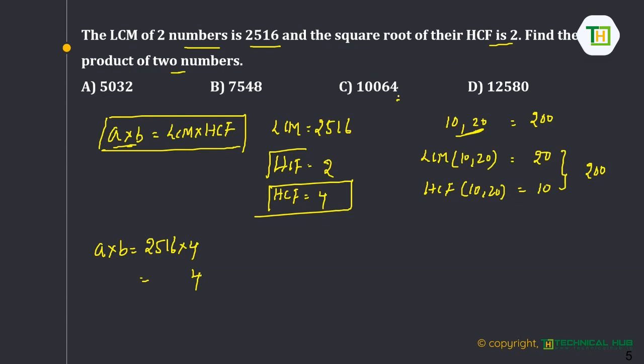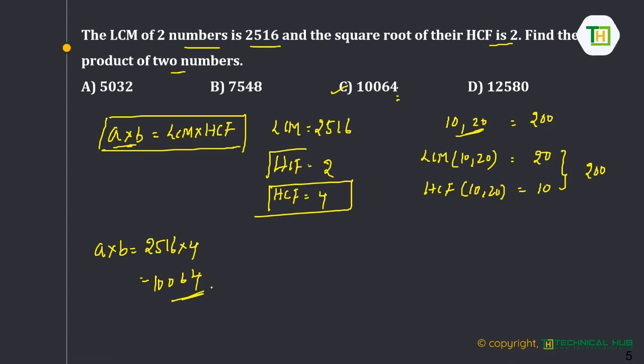Suppose two options were ending with 4, then yes, you would have to calculate 2516 into 4. But here only one option is satisfying, so go for that option. What is the answer here? Option C. If you multiply 2516 into 4, you will get 10,064. So it is a very simple question, a direct application. If you remember that property, you can easily solve this type of question.